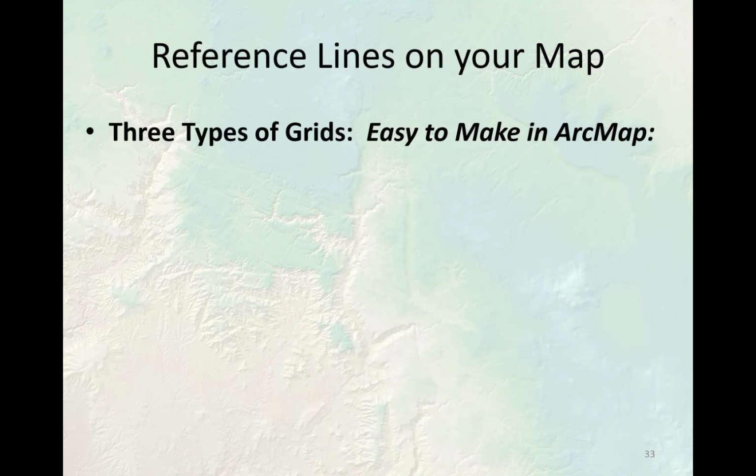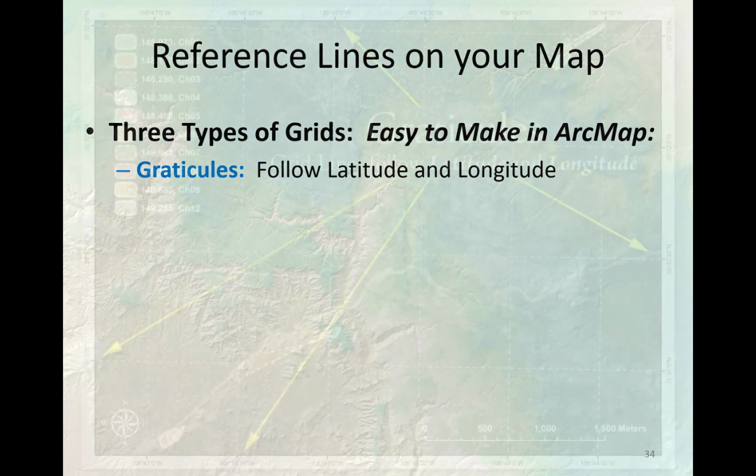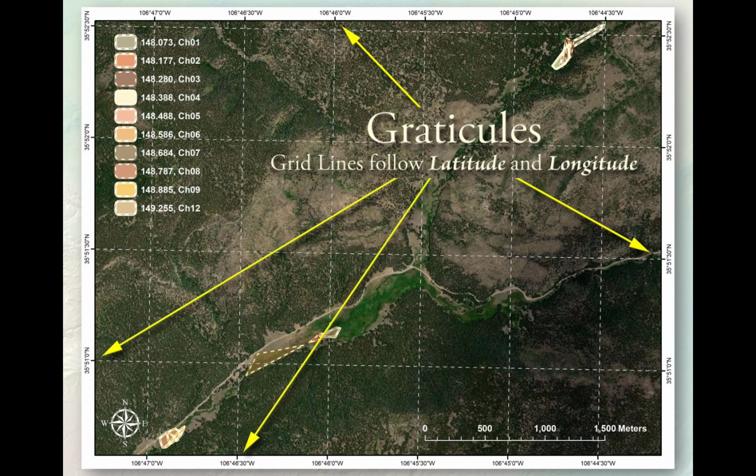Now let's talk about reference lines. Just ways of placing extra information on a map to help the user know where they are. So there are three common grid types that we often put on maps. Now, this first one is called graticules. It's just a grid of lines that follows latitude and longitude lines. So here you see a map with lat longs along the edges of the map, and the dashed lines represent the intersections of these lat long lines.